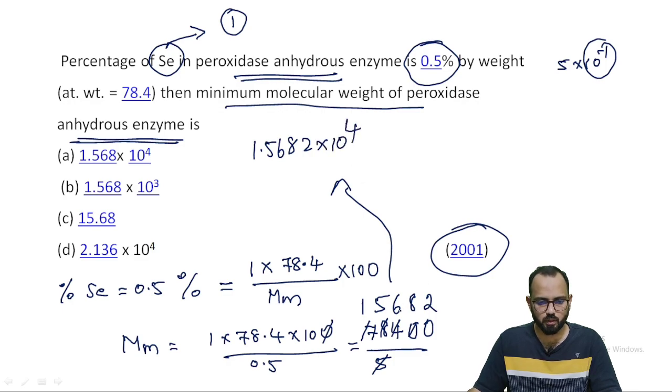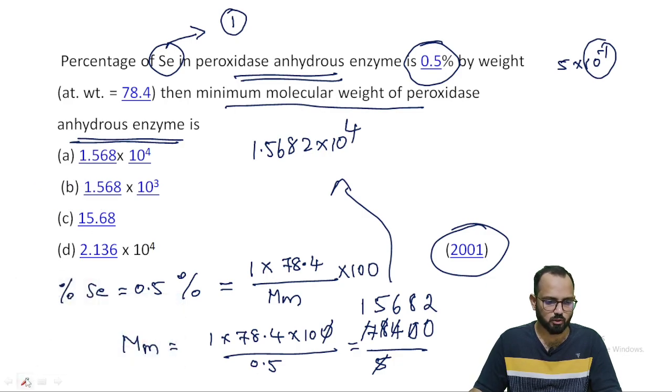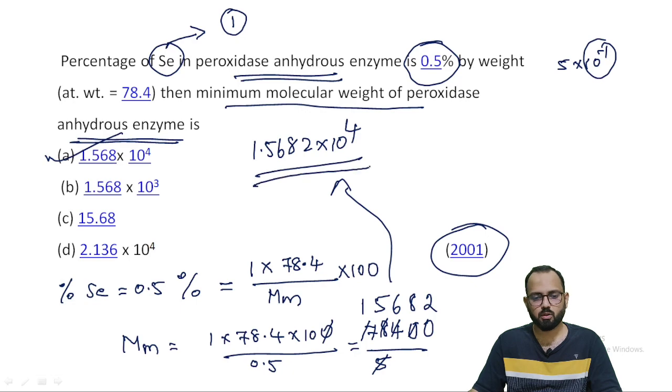Which option is going to be correct? The option is the first option, 1.568 into 10 power 4. This is how you have to find out.